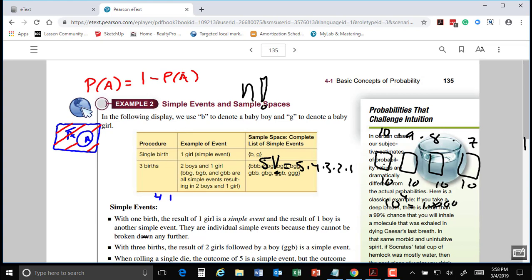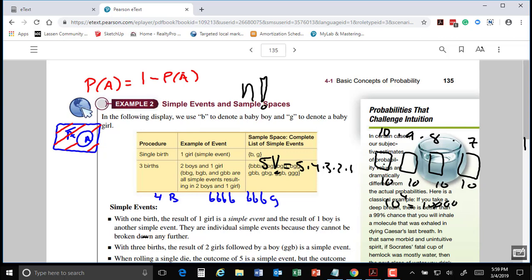You know, four births. Well, let's see. So they're independent events, right? So we have to think. Well, wait a minute. Boys can be, you know, boy, boy, boy. Yes, boy, boy, boy, girl.